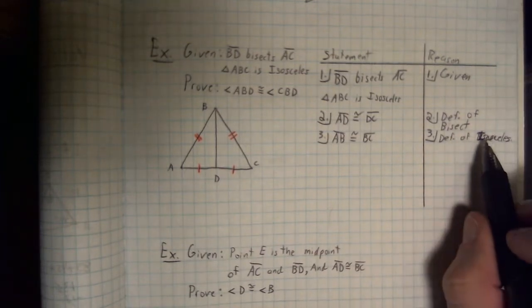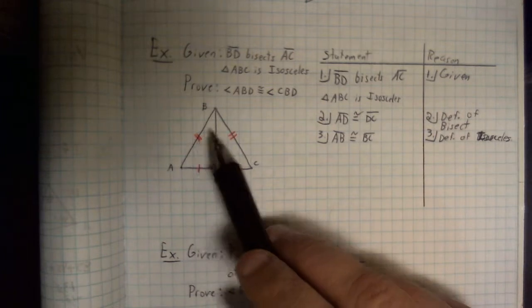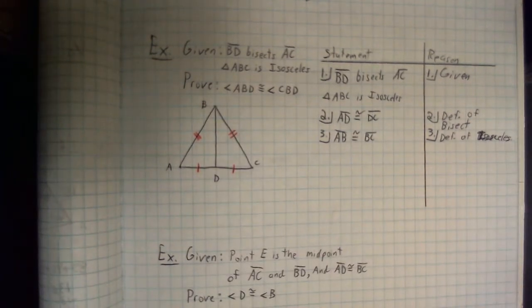Okay, that's the definition of isosceles, right? Because it told us it was isosceles. That gives us the opposite sides congruent. I'm sorry, the legs congruent.